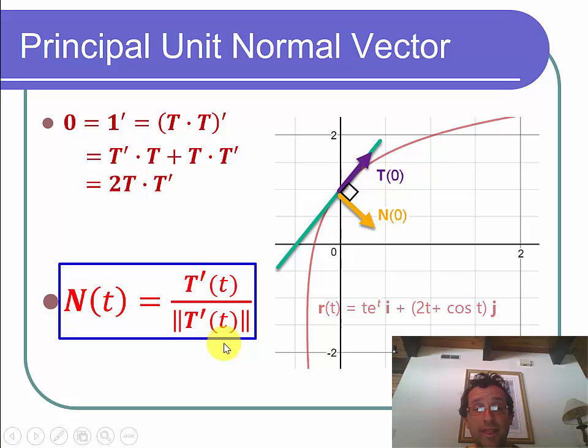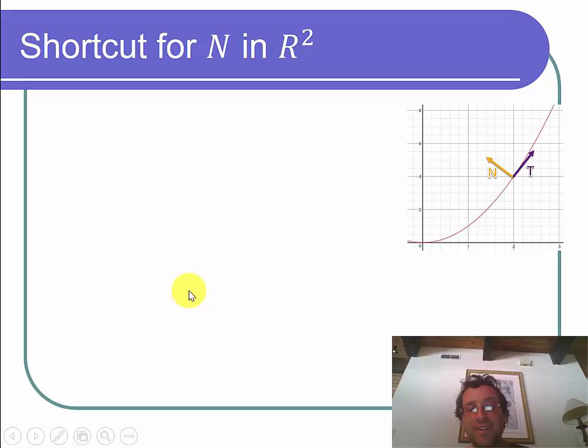Okay, one issue with this is that capital T of t is a little messy. So remember, that's defined by r prime of t divided by the magnitude of r prime of t. The magnitude is the square root of sum of squares. So we're talking about a quotient rule because we have division. Then we have a messy chain rule because of square root of sum of squares, and that could be awful. If you happen to be in 2 dimensions, there is a shortcut to find the unit normal vector, the principal unit normal vector, in R2.